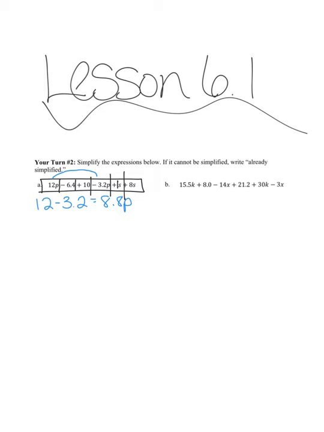Negative 6.4 can be combined with positive 10 because neither of which have a variable. So negative 6.4 and positive 10 make 3.6. And then lastly, I can combine my 1s and my 8s for 9s.